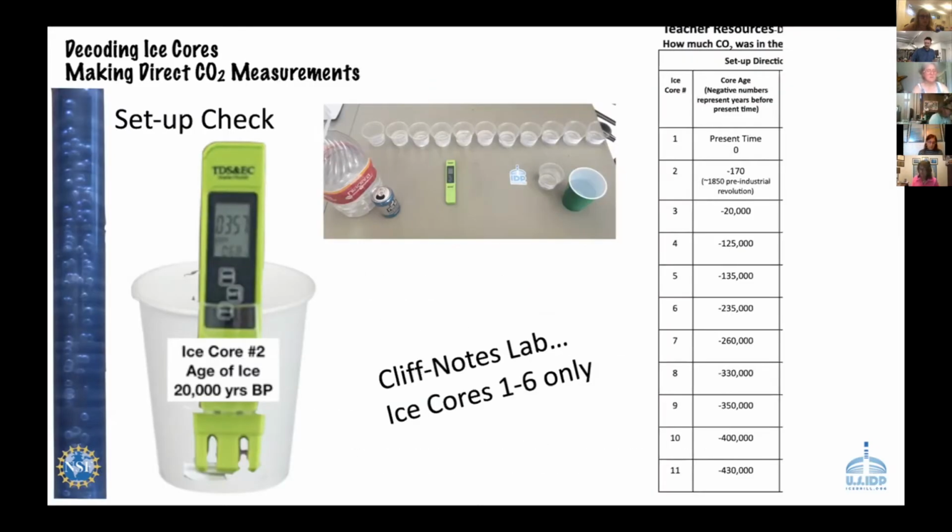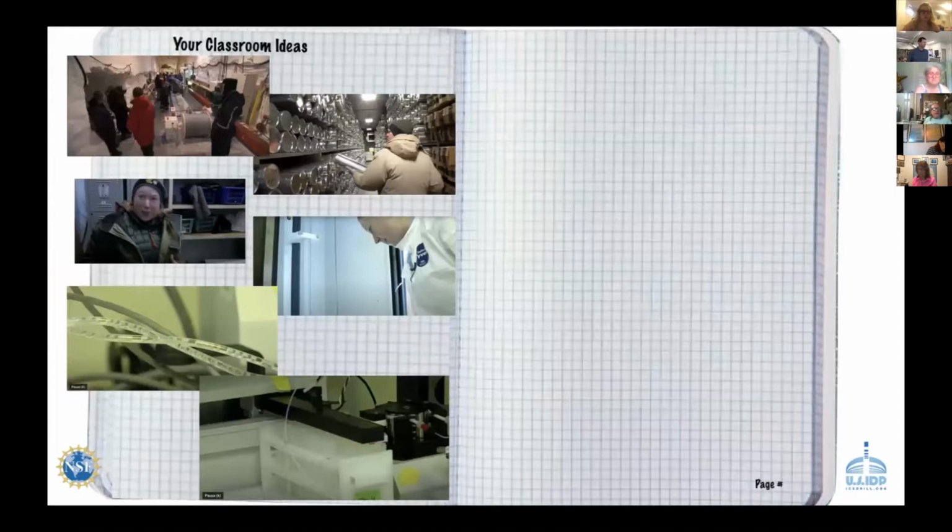All right. Now, we are going to do the Cliff Notes version of this with your students. You would test all 11 ice cores. For today, we're going to be doing the Cliff Notes version and only look at ice cores number 1 through 6. So let's do one more little setup check before we start. Let me stick with the script.